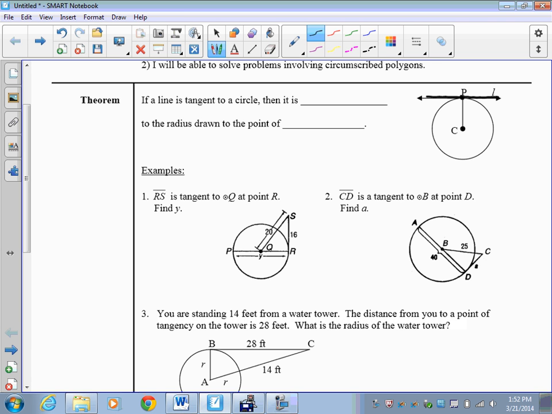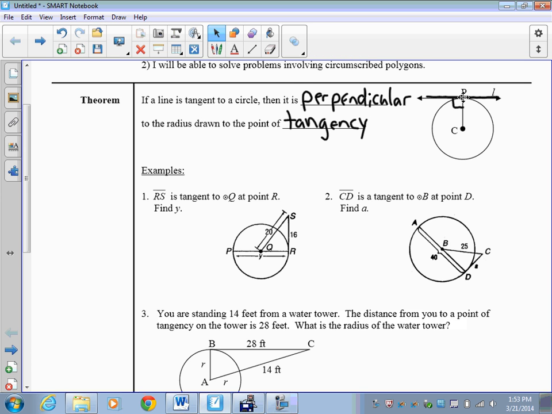If you want to look at section 10.6 and 10.7 of your notes, tangents are talked a little bit about there. It says if a line is tangent to a circle, then it is perpendicular to the radius. So that means a 90-degree angle is formed. And we call that point the point of tangency. So there's only going to be one radius that's going to touch that point of tangency, and it's going to form a right angle.